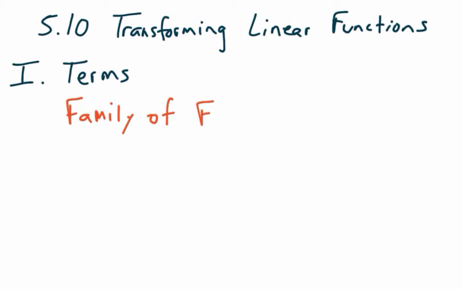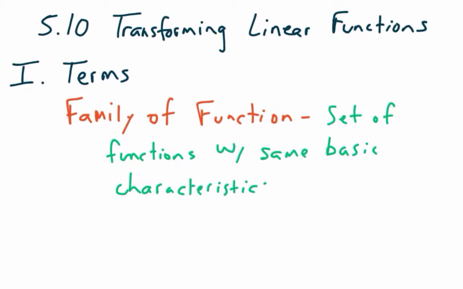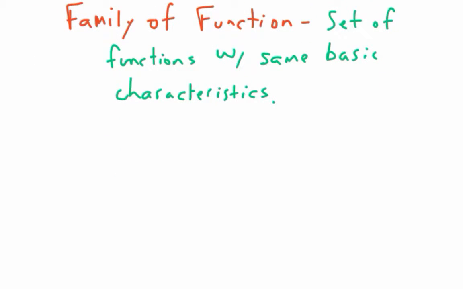So family of functions. You and your family, you're all related to each other in some way, shape, or form. If you have a family of functions, it's a group of lines that are all related to each other in some way. So it's a set of functions. In this chapter, it's all going to be lines. So a set of functions with the same basic characteristics. And we'll see what this means more soon.